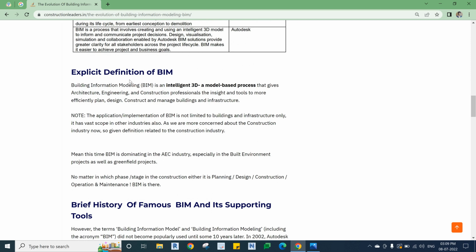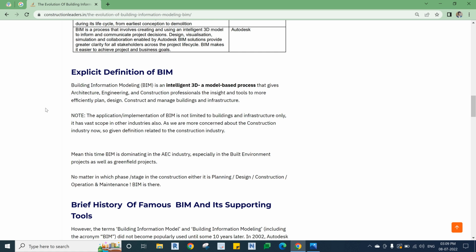And as far as I am concerned, the expert definition of BIM which I intend to give is this: BIM is an intelligent, 3D model-based process that gives architecture, engineering and construction professionals the insight and tools to more efficiently plan, design, construct and manage buildings and infrastructure.